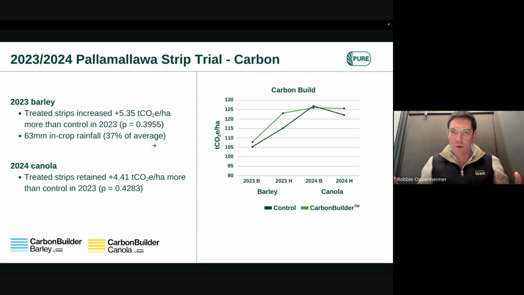So there's reduced moisture, so there's capacity for that carbon to sit there waiting for moisture before it's respired back to the atmosphere. That's actually what we saw in 2024, a higher rainfall year, and the uninoculated control lost carbon in that period. The CarbonBuilder treated strips stayed the same. So they retained, compared to control, 4.4 tons of carbon dioxide equivalents per hectare.